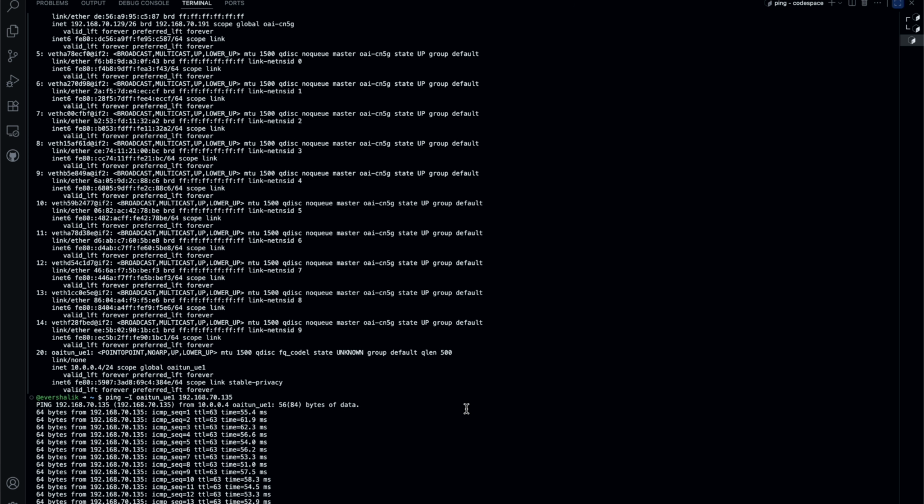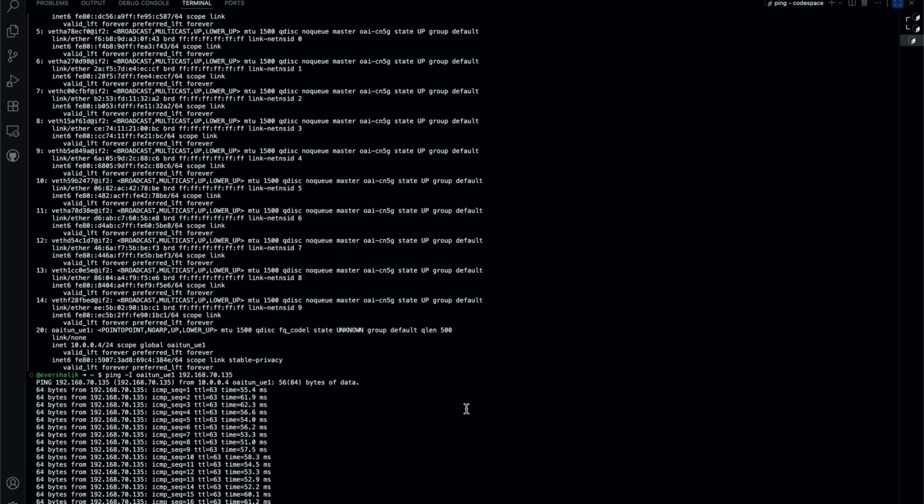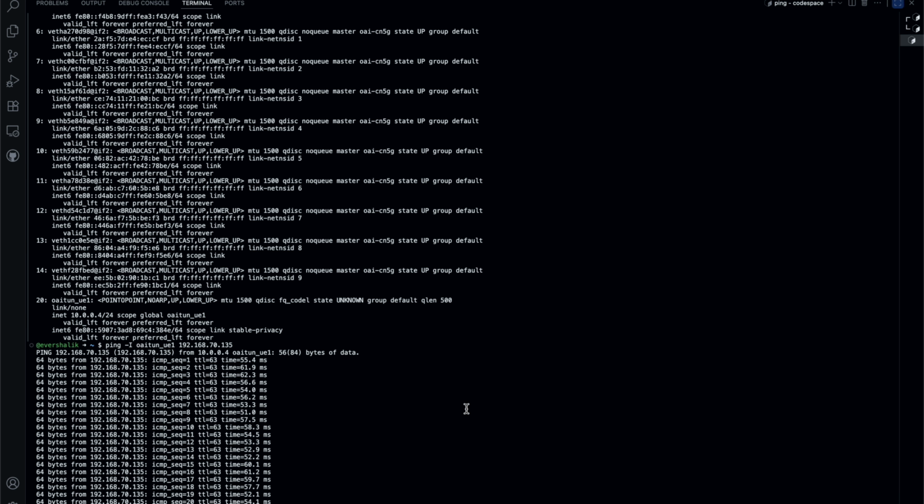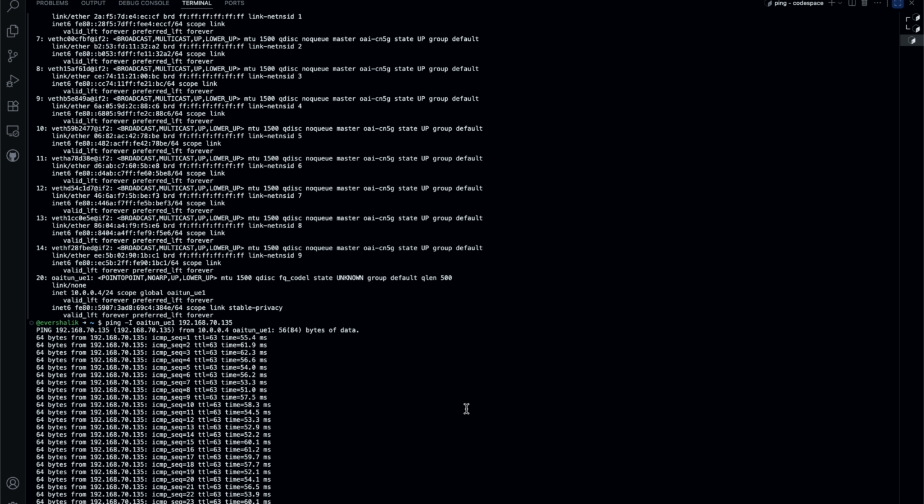So yeah, that concludes the step-by-step tutorial of the UE connection and signaling with the gNB in this whole end-to-end deployment scenario using the OpenAirInterface.